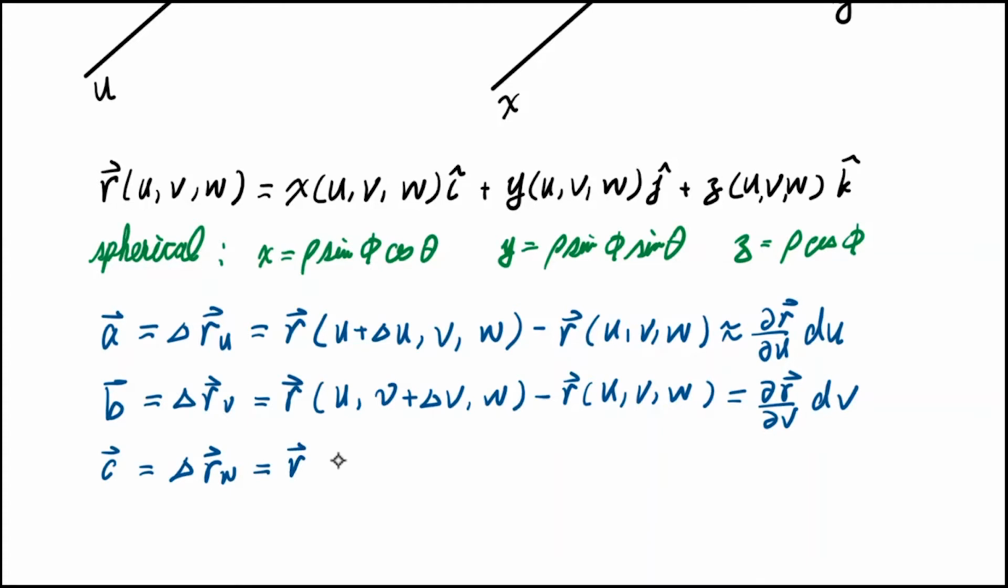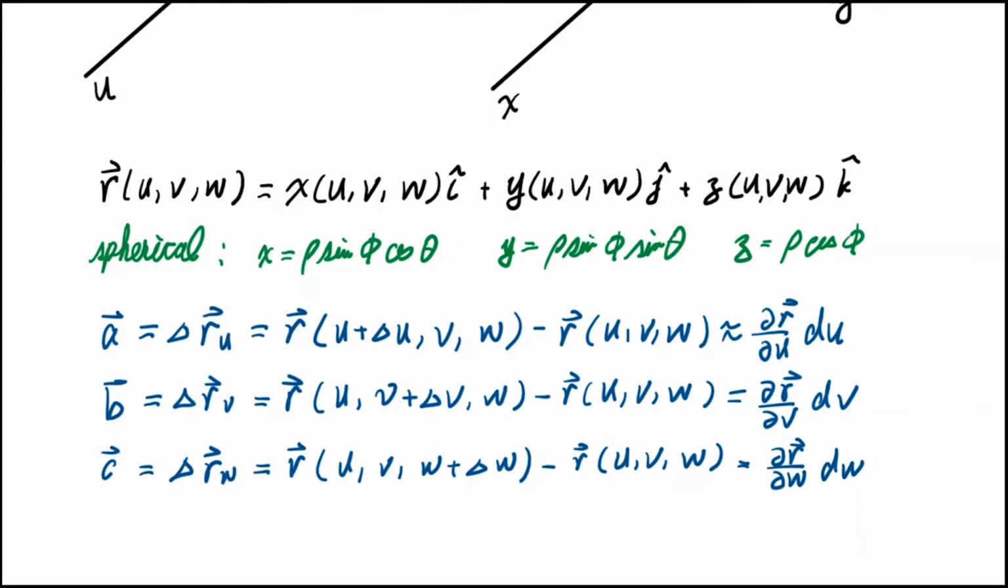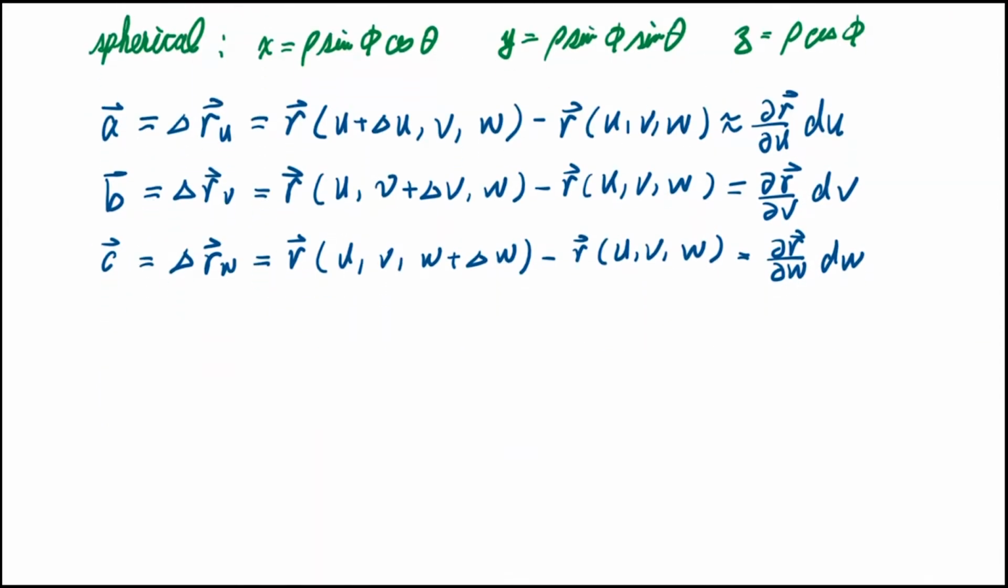And that is varying now w slightly, so u, v stays, and then w plus delta w minus r of u, v, w. And that, of course, once again, is partial derivative with respect to w times dw. Whoosh. You with me? Okay. Then we'll just physically take partial derivatives. So let's take partial derivatives.